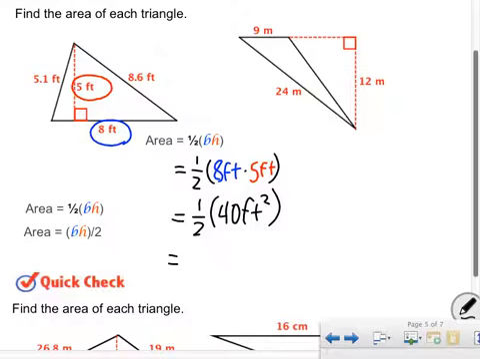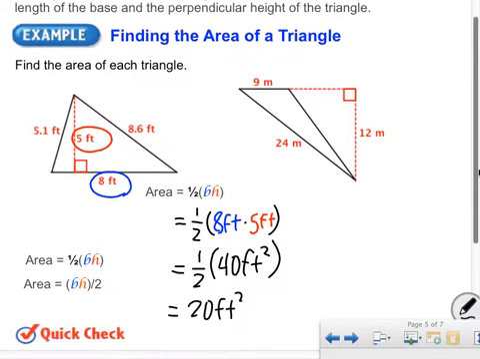Well, think about the warm-up. How do we do that? Remember the warm-up? If I have a whole number, I gotta fix that, right? Okay, some of you guys are making that connection now, good. It's going to be 20 feet squared. Nice. Good job, Jeffrey.